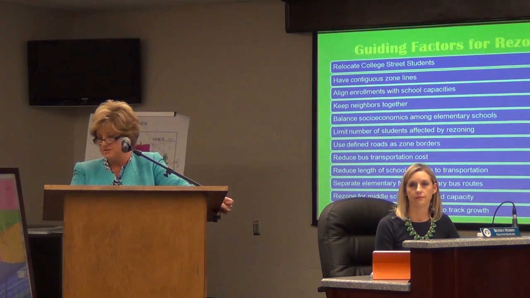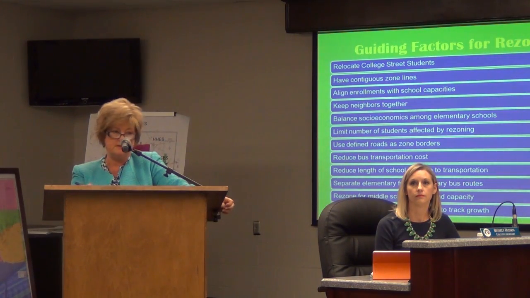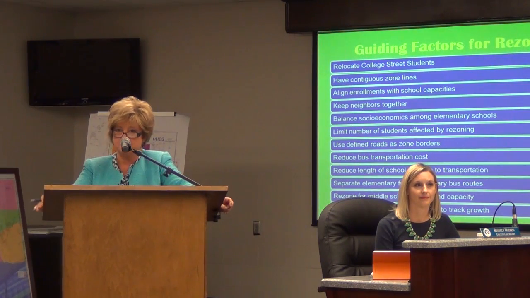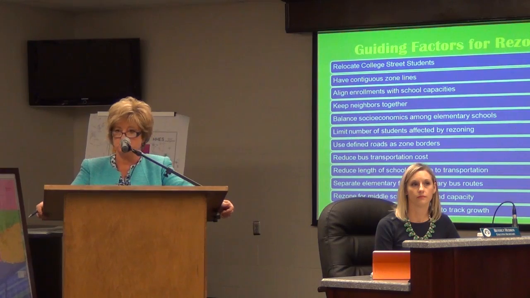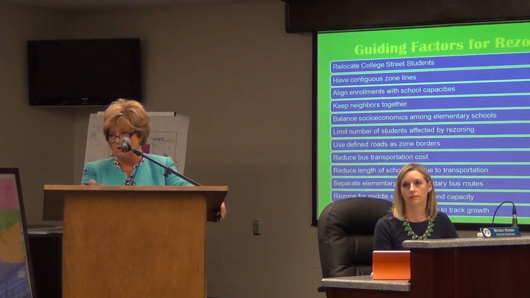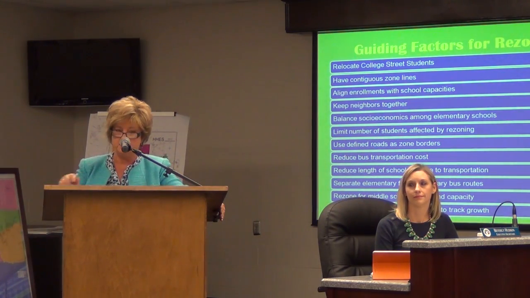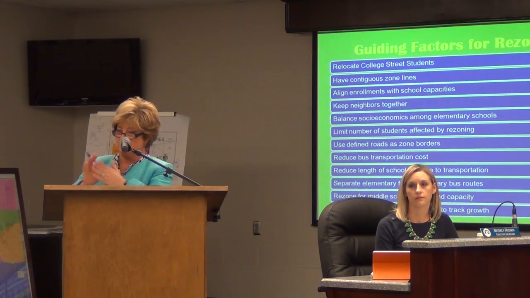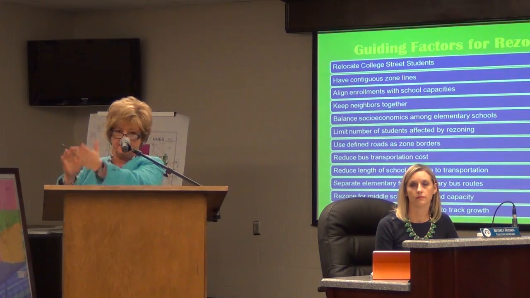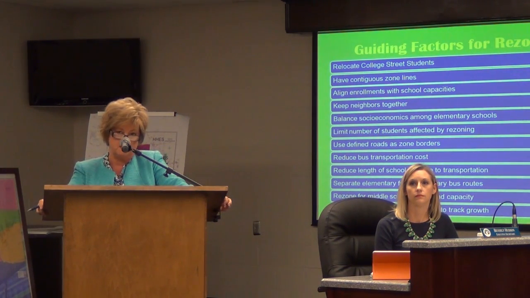We wanted to keep neighborhoods together. We wanted to balance the socioeconomics across the elementary schools to the extent possible. We wanted to limit the number of students affected by the rezoning process. Obviously, all the College Street students would be affected, but we wanted to limit the number of other students who would be affected. We wanted to use defined roads as zone borders so that it wouldn't be, you follow this creek, or, well, we pull this little group out here. We wanted to really use defined lines so that it would be very obvious if you drive down 84, you've got this or this. We wanted to reduce the bus transportation cost.